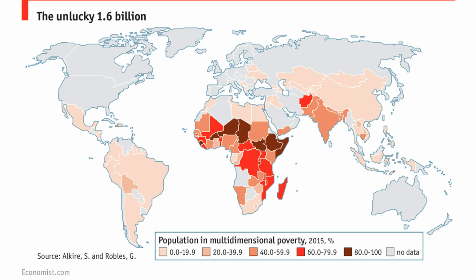Unsurprisingly, this shows us the distribution of the unlucky 1.6 billion people who are found to be multidimensionally impoverished. The majority are in sub-Saharan Africa, with a fair amount in South Asia as well.